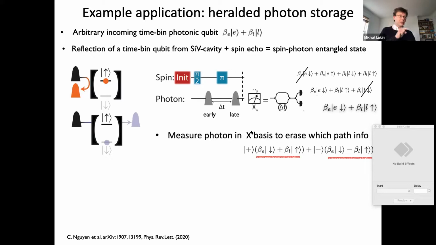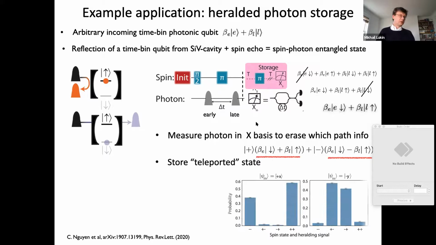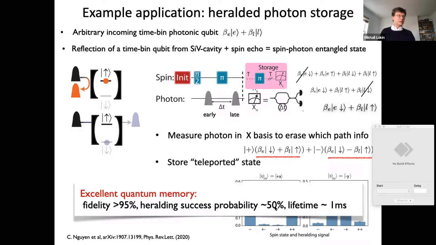One can now quantify this performance. It's actually very good, it turns out. We have fairly high fidelity, and the heralding success probability is 50% here, with the exception being because of the fact that half of the photons are transmitted and then lost.